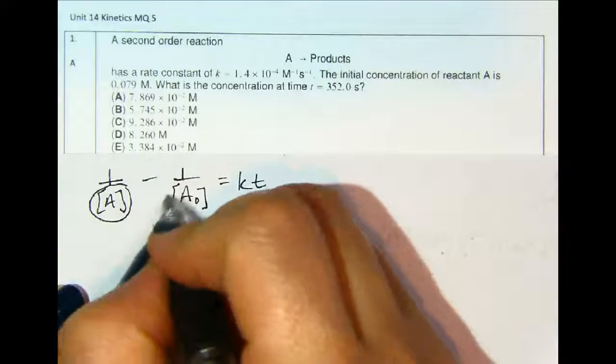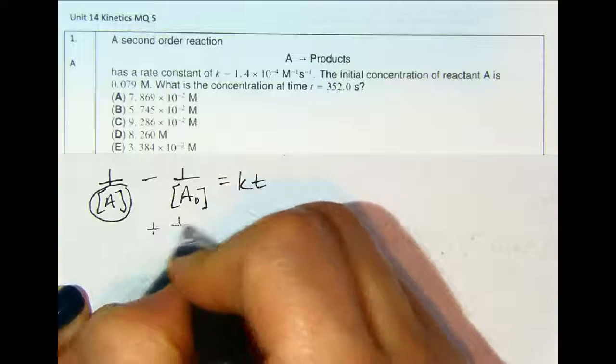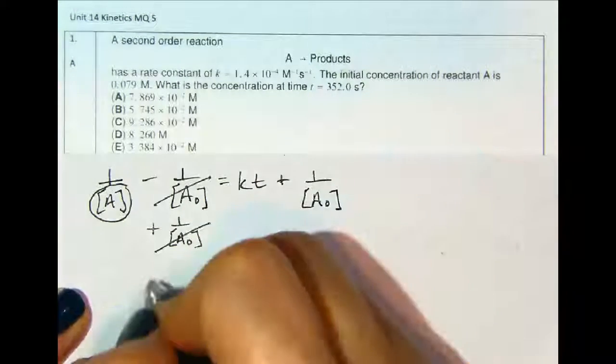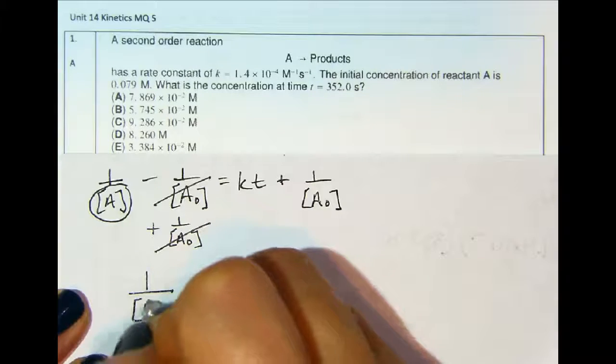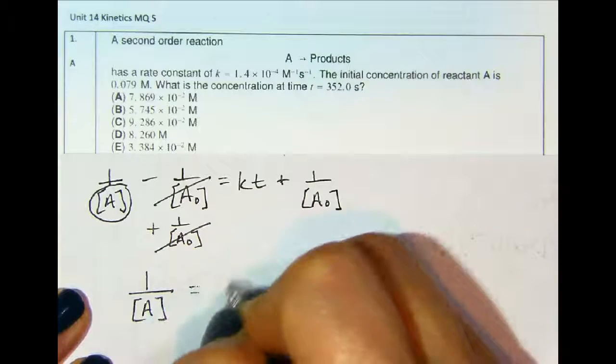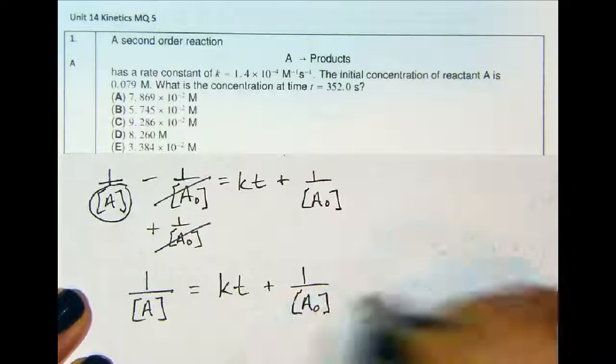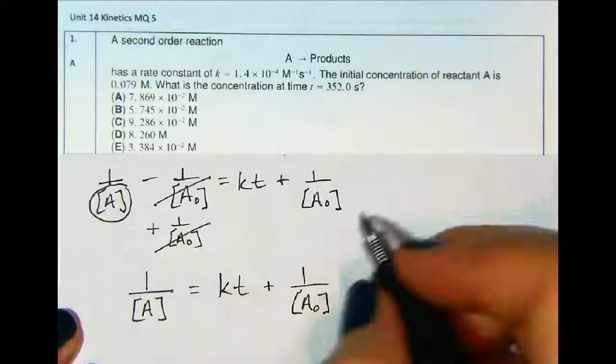So I'm going to go ahead and move this to the other side by adding 1 over A0 to each side of the equation. And this will leave me with 1 over the concentration of A is equal to k times t plus 1 over the concentration of A0. So now we can plug in our values.